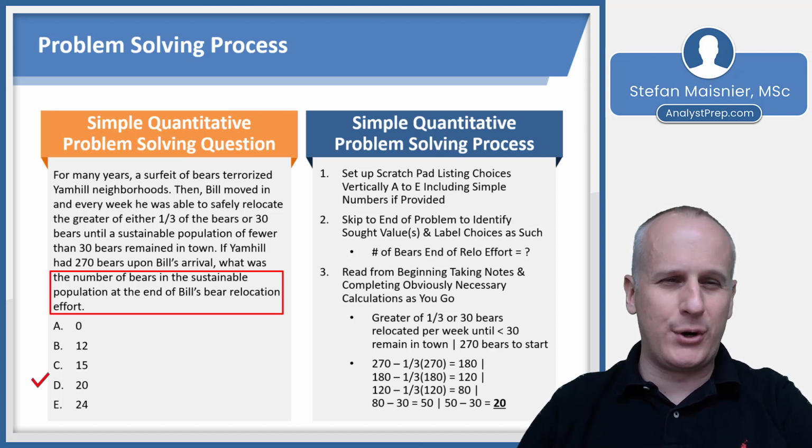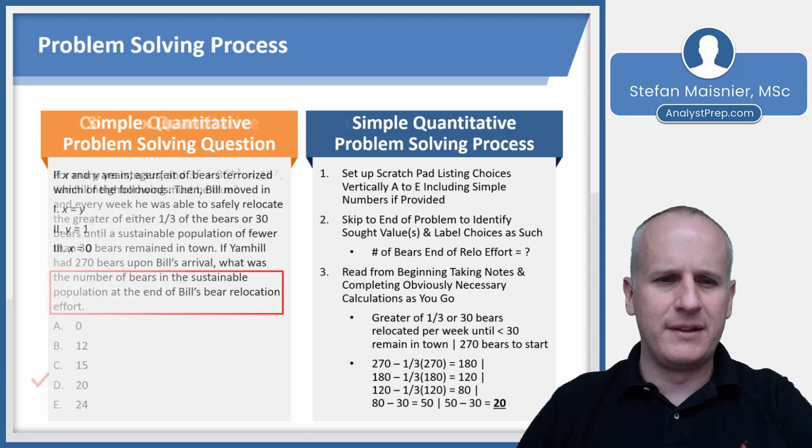And since 1/3 of 80 was less than 30, 1/3 of 50 must be as well. And then we'd subtract 50 minus 30 to determine that the correct answer is 20 bears were left in the sustainable population at the end of Bill's bear relocation effort.